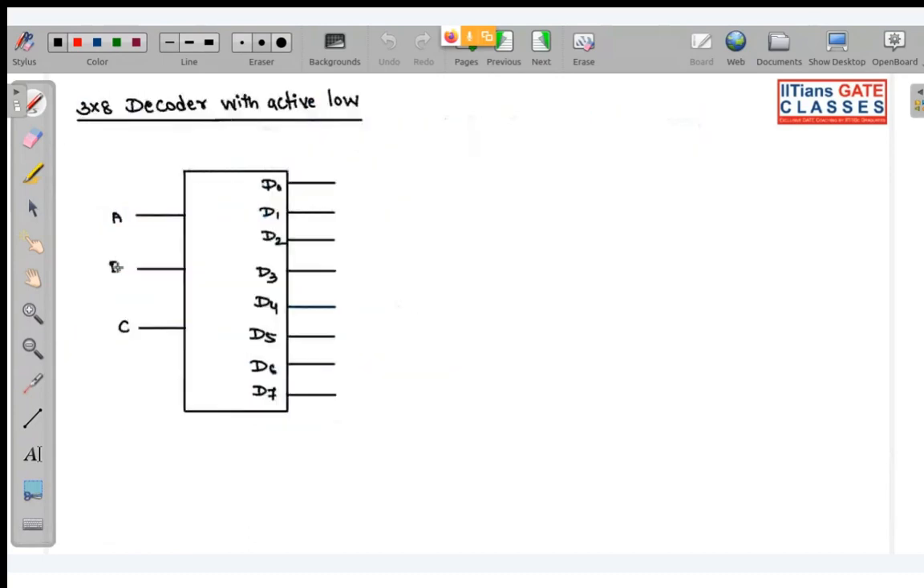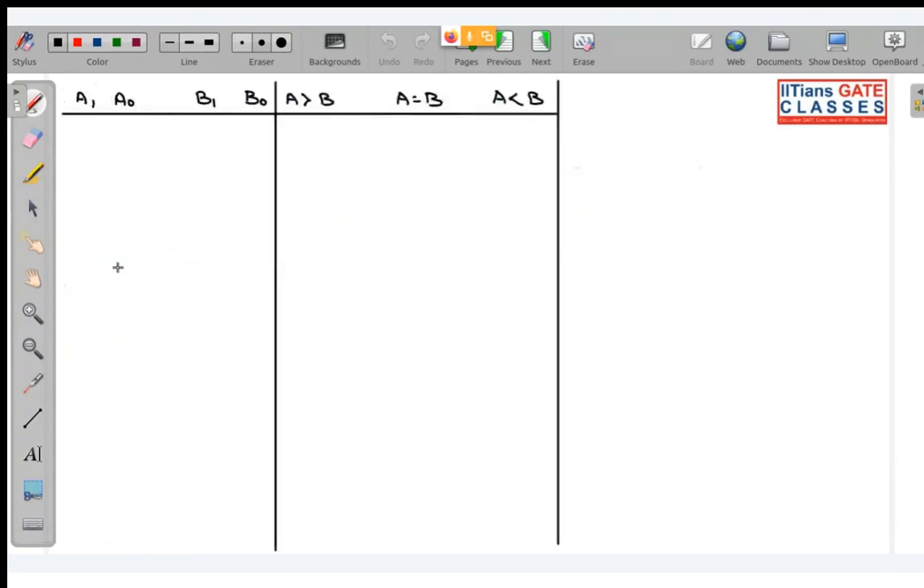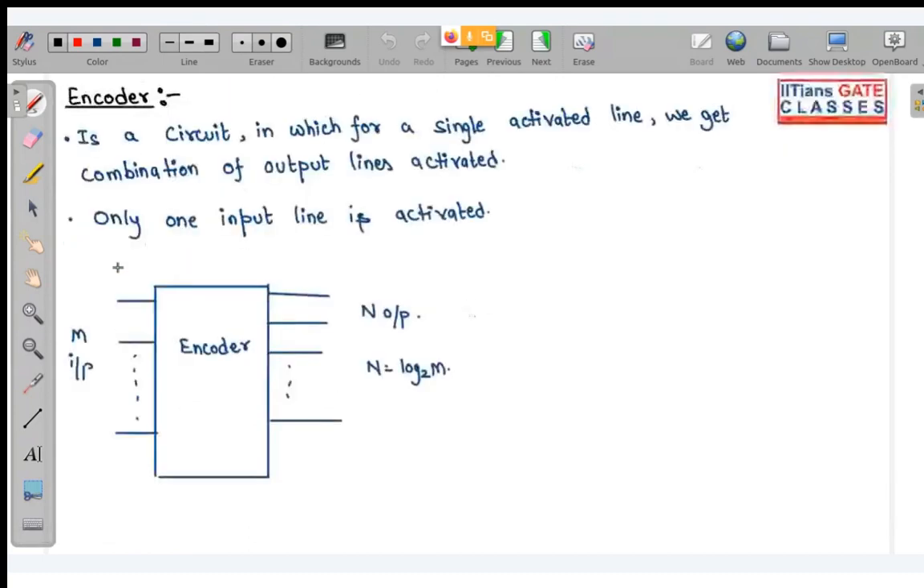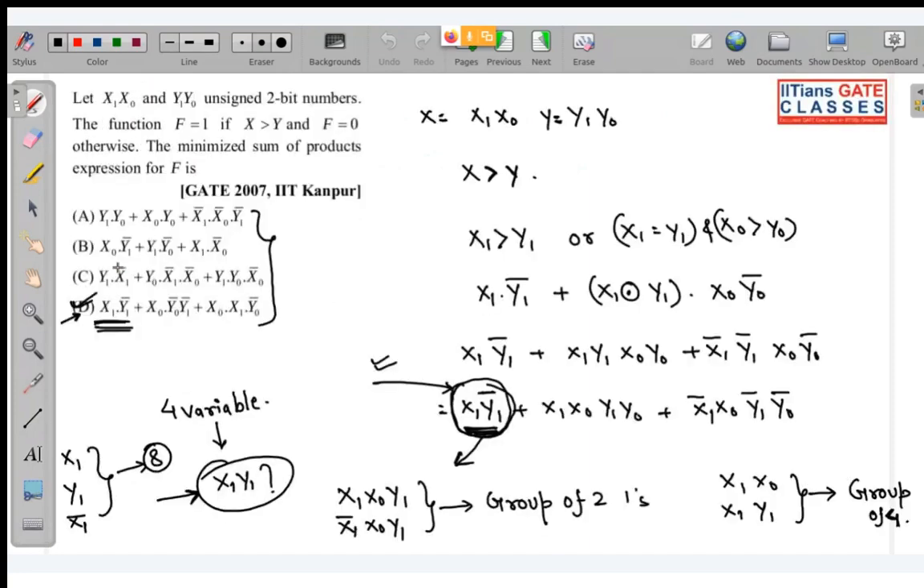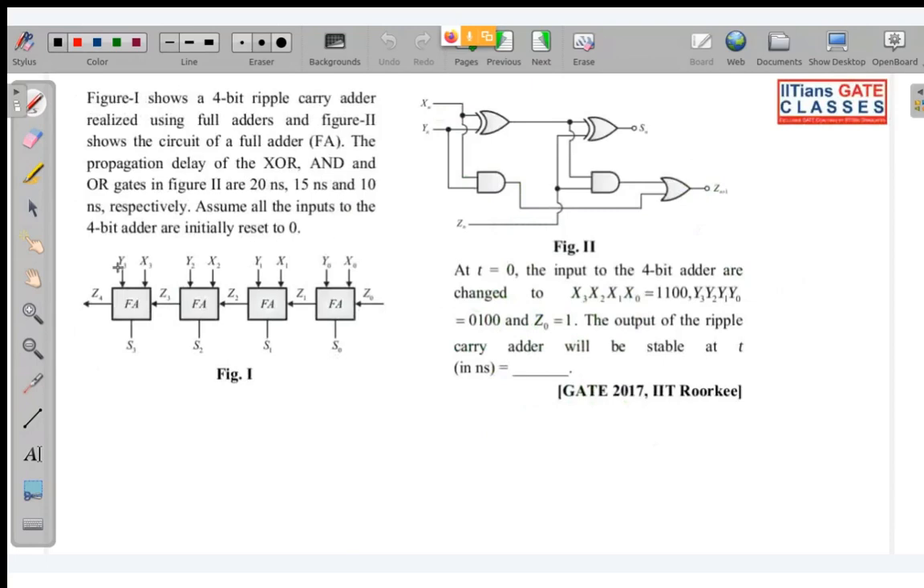So all we have left is the decoder and encoder. So this we will finish in the next class. Okay. In the next class we are going to finish this. In today's session we will end over here.